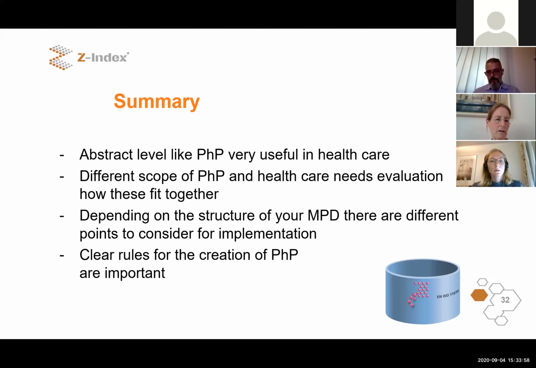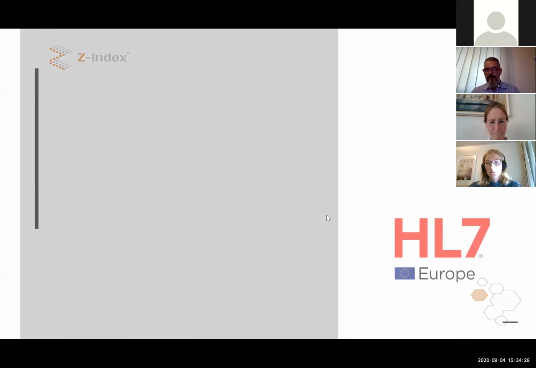And the last point that I explained is that it is important that there should be clear rules for the creation of the PHP, in order that you have a consistent PHP, which also should be useful for healthcare. And with this summary, I would like to close my presentation and hand it over to Giorgio. Thank you, Leonora.